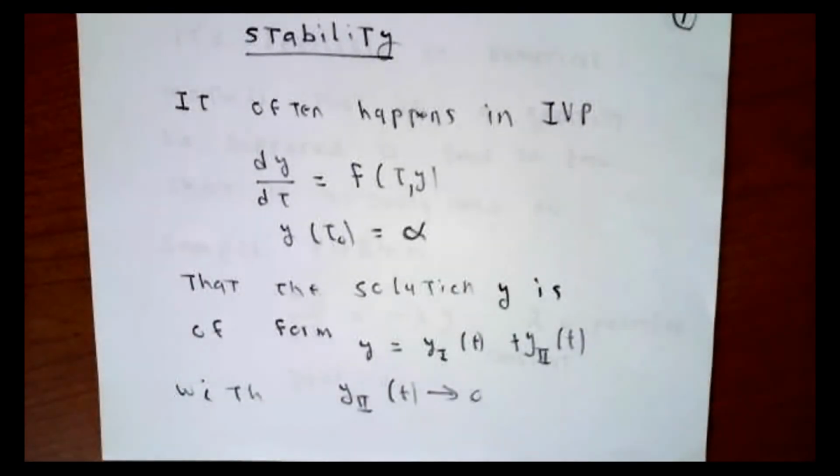Good morning. I'd like to talk about stability today. It often happens, when you're solving an initial value problem of the type that we're interested in, that the solution is the sum of two terms, one of which I'll call y1, the other y2, with the y2 tending to 0 as t increases. We'll call the y2 the transient part of the solution.